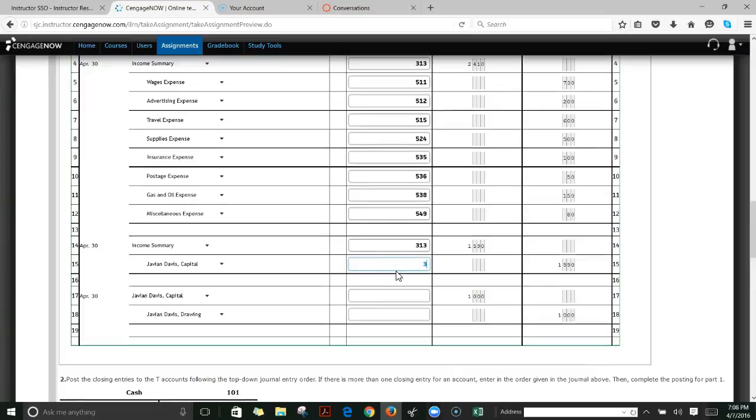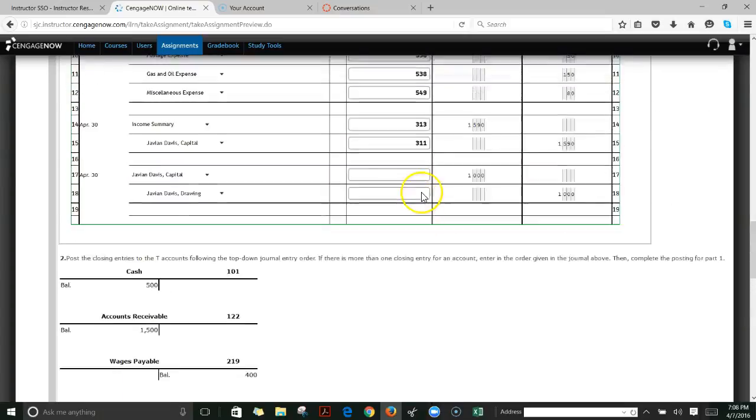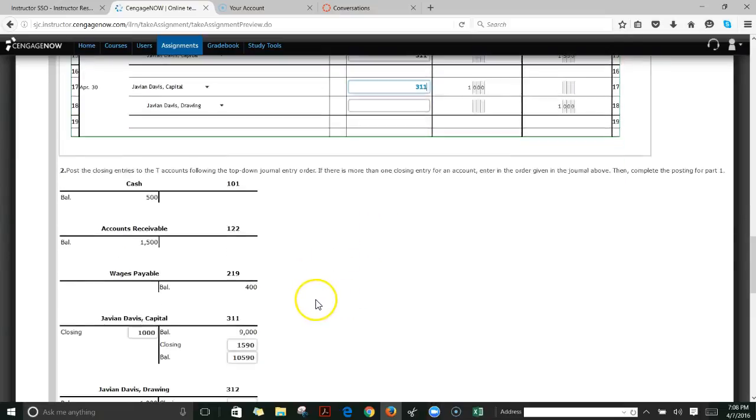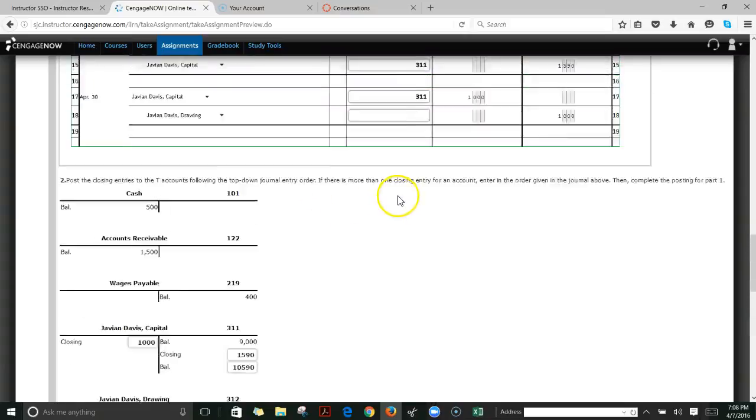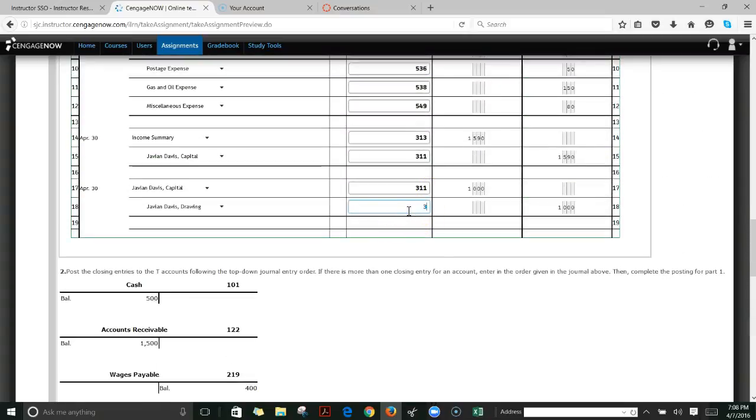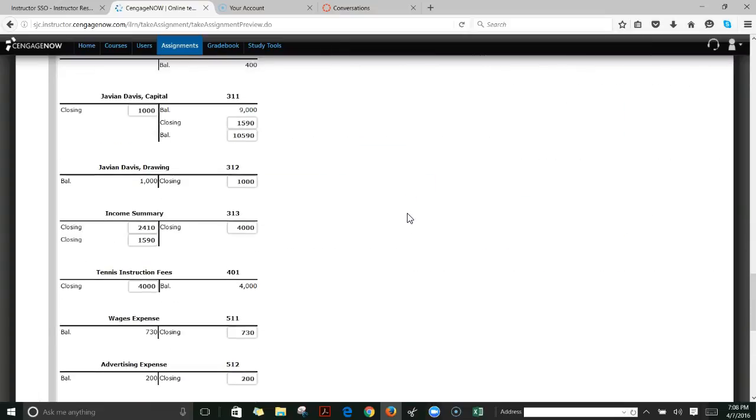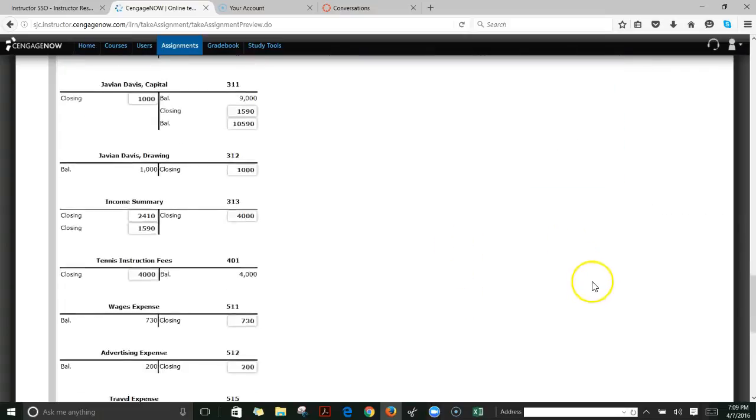And then we go down to capital to debit capital to decrease it for the amount of the drawing, $1,000, and that's account 311. And finally, we close drawing of $1,000, and that was account 311 or 312 probably. Yes, 312. Okay, and then check your work.